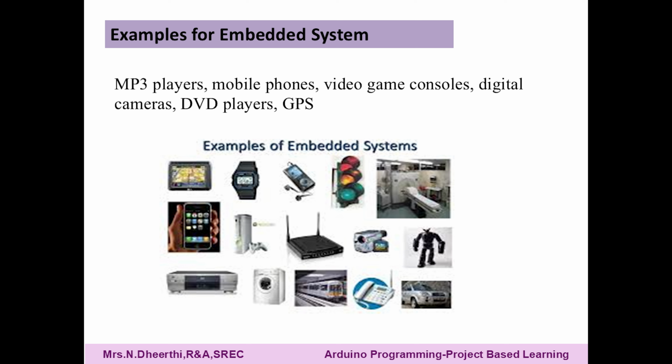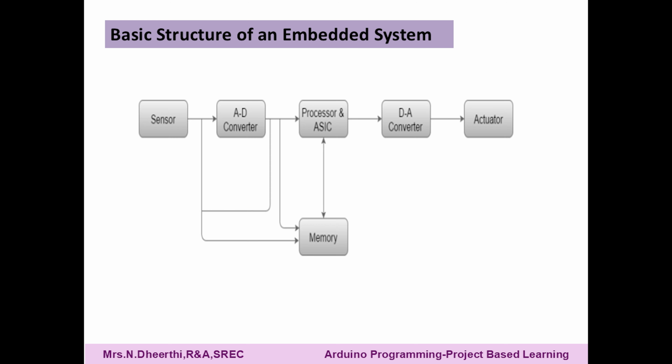Examples of embedded systems include mobile phones, video games, digital cameras, DVD players and GPS. These systems are designed to perform a particular task. They are not general purpose systems.